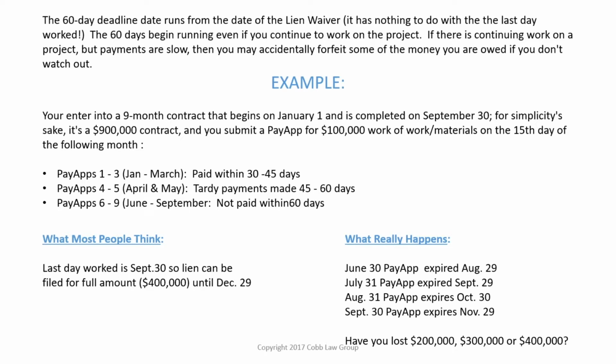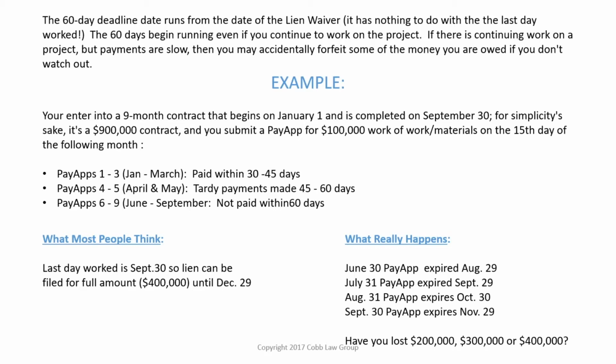This is so important that I've set forth an example. We're going to go through it quickly, but if you have any questions about this, be glad to answer it. Let's assume for a second that you enter into a 9-month contract that begins on January 1st and is completed at the end of September. Let's say that it's a $900,000 contract. Of course, this wouldn't happen in real life, but let's say the pay apps are for $100,000 each of the 9 months.